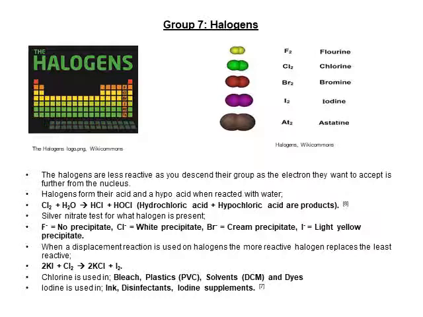When halogens react with water, they form their acid and what's known as a hypoacid. And here's the reaction: chlorine plus water forms hydrochloric acid and hypochlorous acid. This is used a lot in bleaches. The hydrogen's usually lost, and then it's the OCl minus that actually does the bleaching in most bleaches.